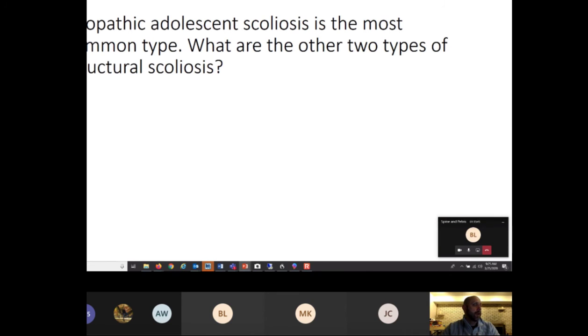So I guess I'll just answer that. Normally I'd make you guys talk in class too, so feel free to chime in if you want to, but otherwise we're looking at congenital scoliosis. So those are individuals who have a hemivertebra, so to speak.